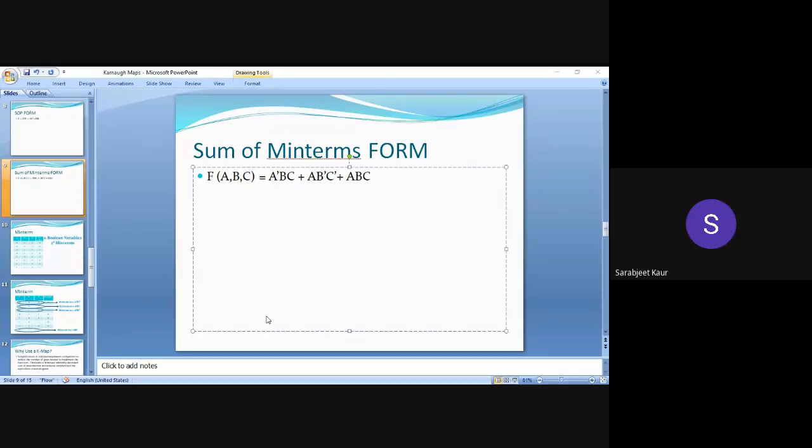Is Aromo there? Is Aromo there? She has left. Why does she leave the meeting? I don't understand. Does this happen in the other classes as well?